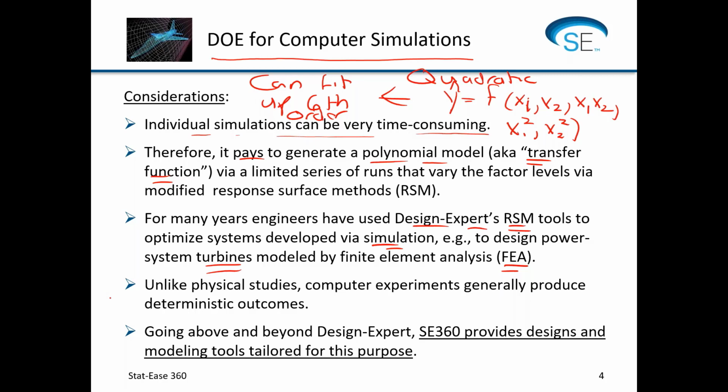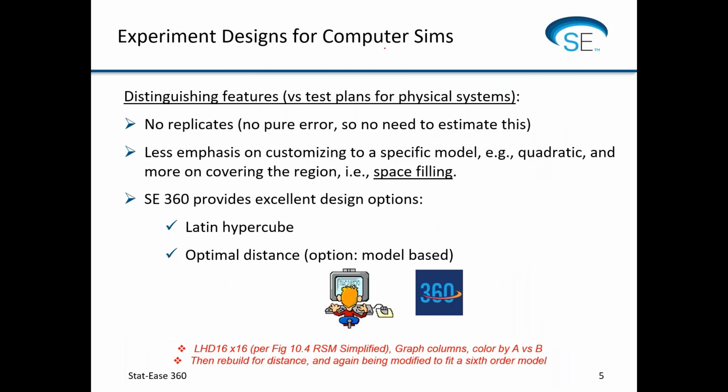However, it is a little bit odd when you have a deterministic outcome to be applying tools that are meant for variation. So going above and beyond DESIGNEXPERT, our programmers developed more specific tools to get better designs that are more space filling, and tools to model, which are the Gaussian process models. With computer sims that are deterministic, we don't need to do replication because there is no pure error, so there's no need to estimate the error. There's less emphasis on customizing to a specific model, such as the quadratic I just detailed, and more on covering the region. So the designs are better off being space filling rather than optimal for a particular model.